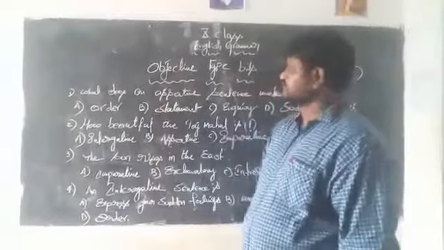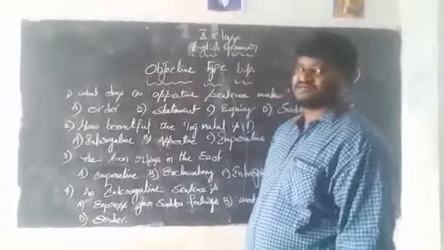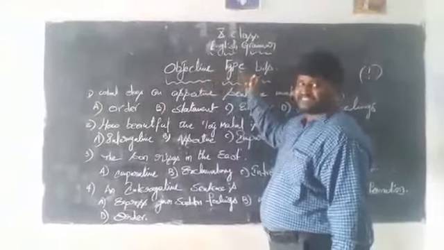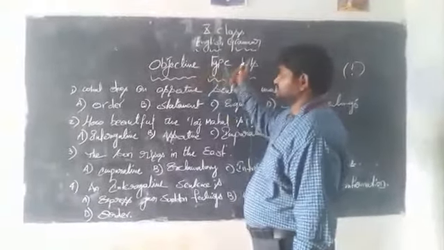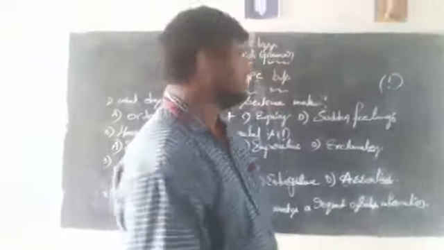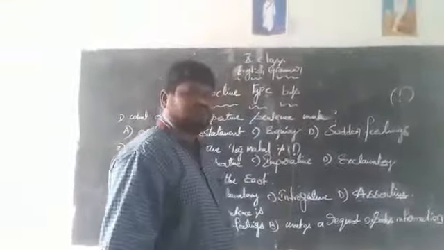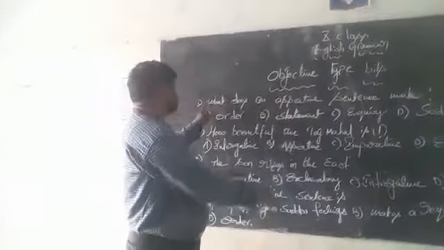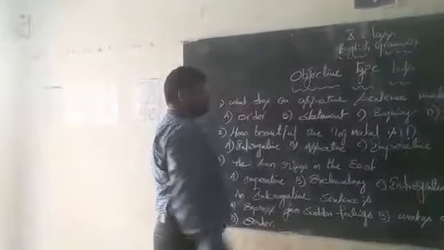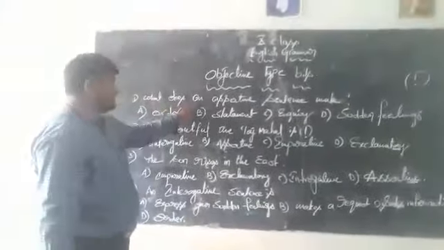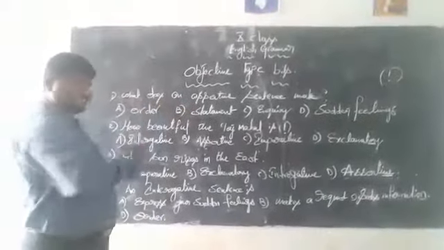In that, today we have the objective type bits. Objective type bits. I am going to explain the objective type bits. The first question is, what does an assertive sentence make? What does an assertive sentence make?